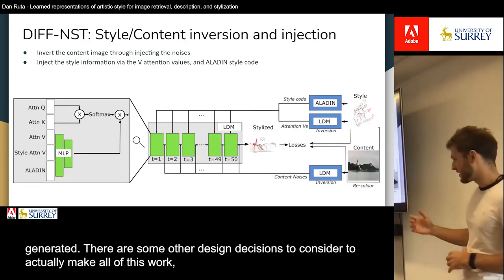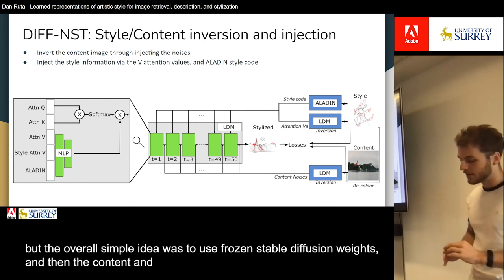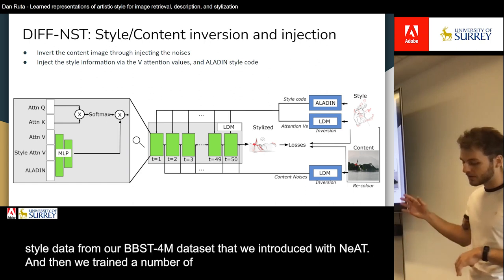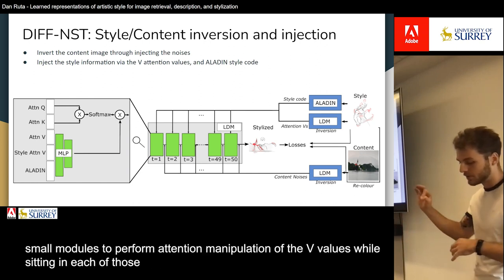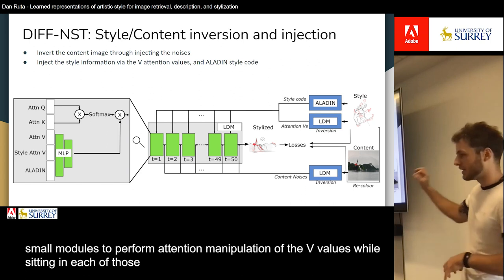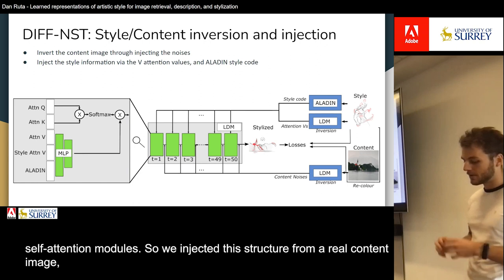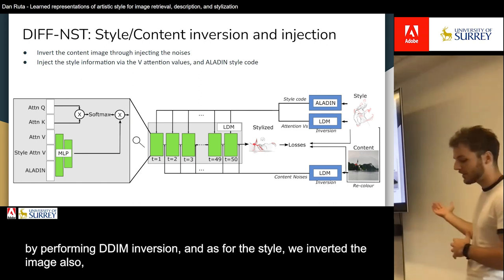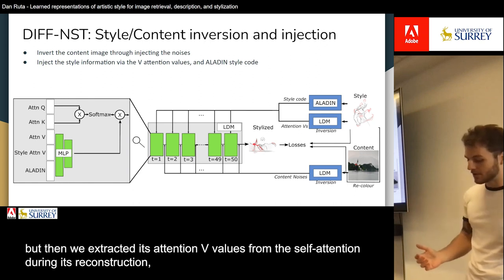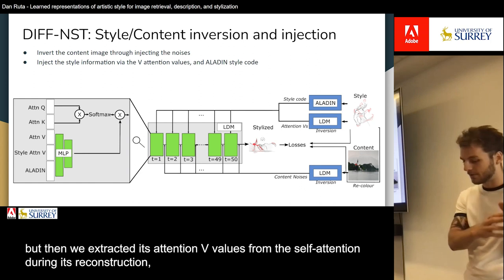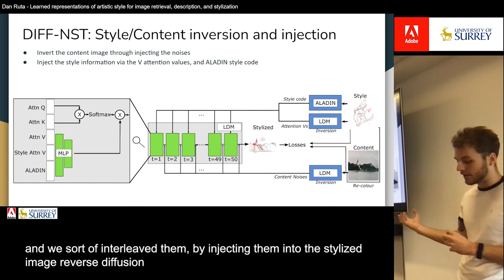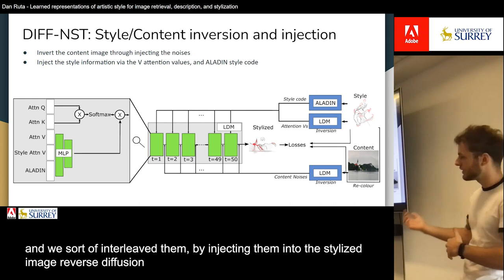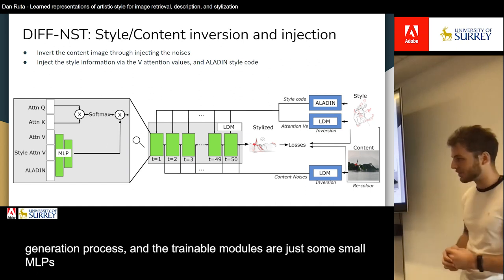There are some other design decisions to consider to actually make all of this work, but the overall simple idea was to use frozen Stable Diffusion weights, and the content and style data from our BBST form dataset that we introduced with NEAT. Then we trained a number of small modules to perform attention manipulation over the V values sitting in each of those self-attention modules. We injected the structure of a real content image by performing the DDIM inversion. As for the style, we inverted the image also, but then we extracted its attention V values from the self-attention during its reconstruction, and we cached those. Then we took the content noises and the style attention V values, and we injected them into the stylized image reverse diffusion generation process.